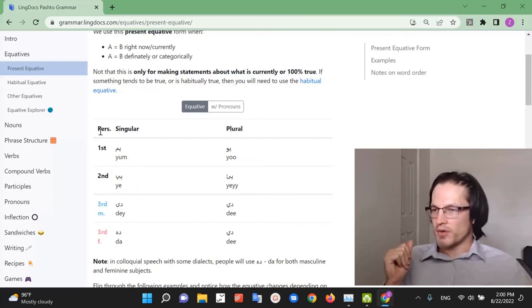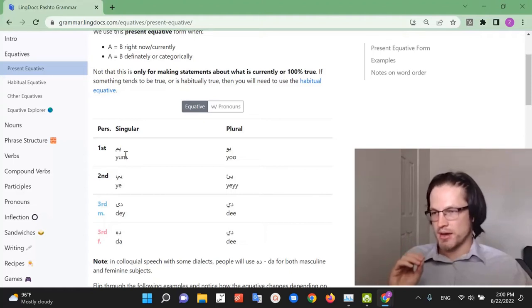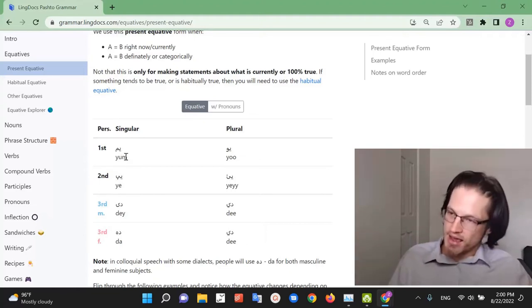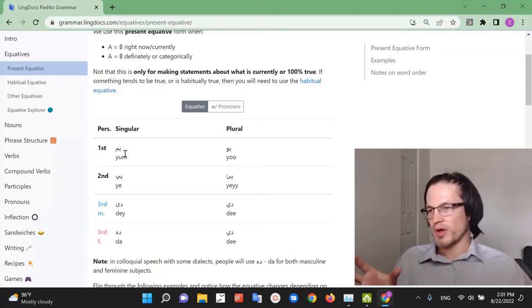So the first person singular, this is like I. So I am. To say I am, you would say yum. Now notice in English I'm saying I am, the pronoun I with the verb am. Now Pashto does have pronouns as well, but because each verb form is basically different, you actually don't need to include the pronoun when you're using the equative. So for example, if I wanted to say I am a man, I would say sarei yum. So notice I'm just saying man, I am. Man yum. Okay? So it's similar. If you know Spanish, it's similar to Spanish.